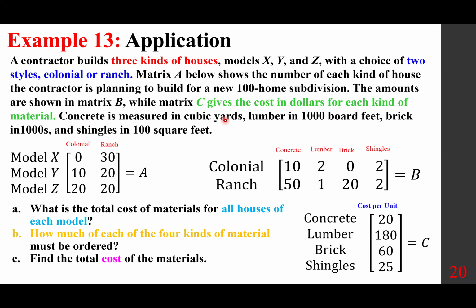Concrete is measured in cubic yards, lumber in 1,000 board feet, so 1 unit means 1,000 board feet, brick in 1,000, and shingles in 100 square feet. So this is the information given. What is the total cost of materials for all houses of each model? So we want to see the cost for each model. How much of each of the 4 kinds of material must be ordered, and find the total cost of the materials. Let's see how we use matrices.